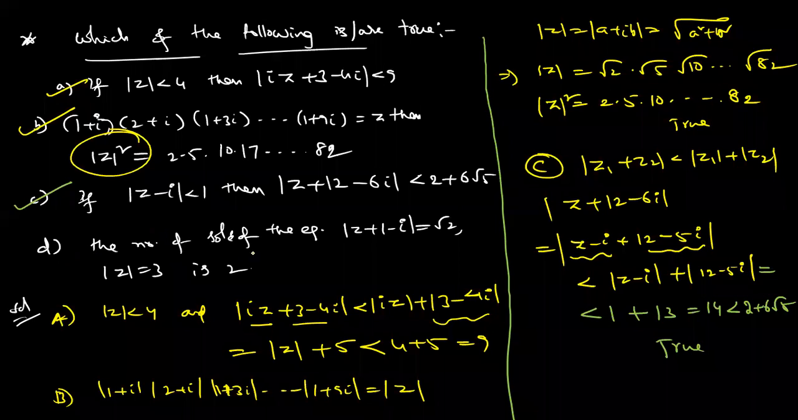What can you say about D? The number of solutions of the equations modulus of z plus 1 minus i is equal to root 2 and mod z is equal to 3 is 2. Let us see whether it is true or false. If you are finishing this one, I can proceed. Write it down. Today I will discuss most of the questions: multiple choice, integer type, and matrix matching. Get ready.